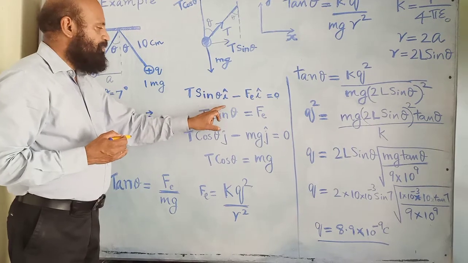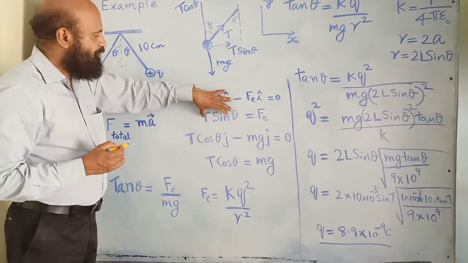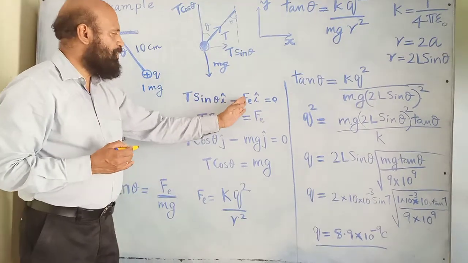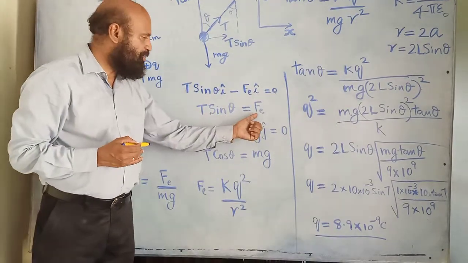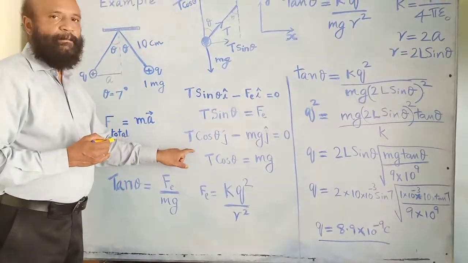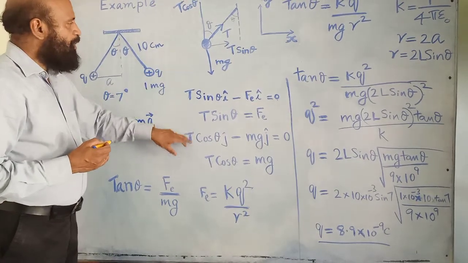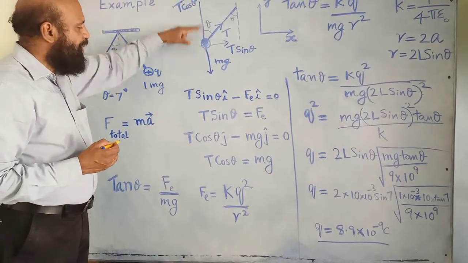Then after rearranging this, you can get T sin theta, if we take this to the other side, i cap will get cancelled, so T sin theta is Fe. Similarly, you apply Newton's second law in the vertical direction.